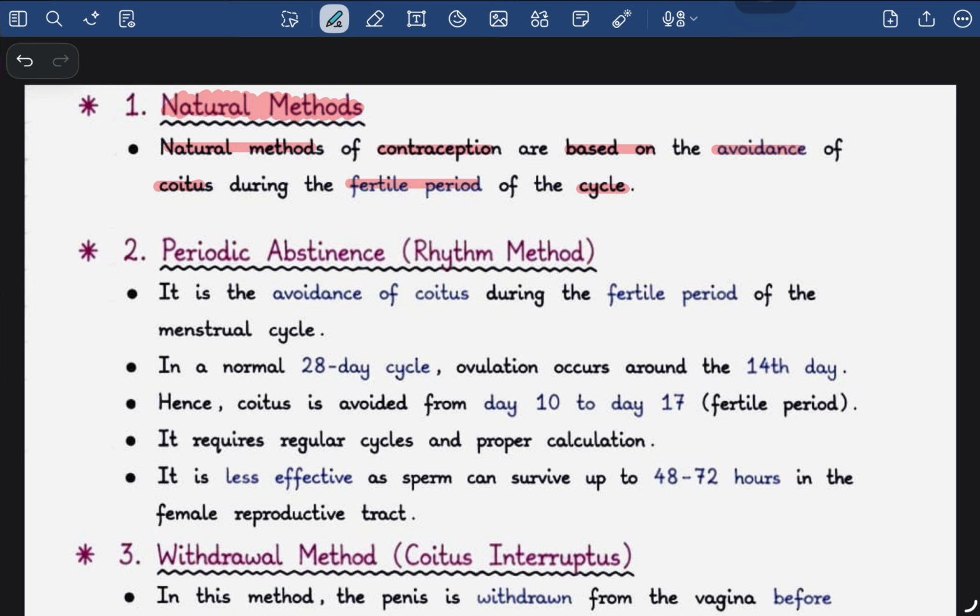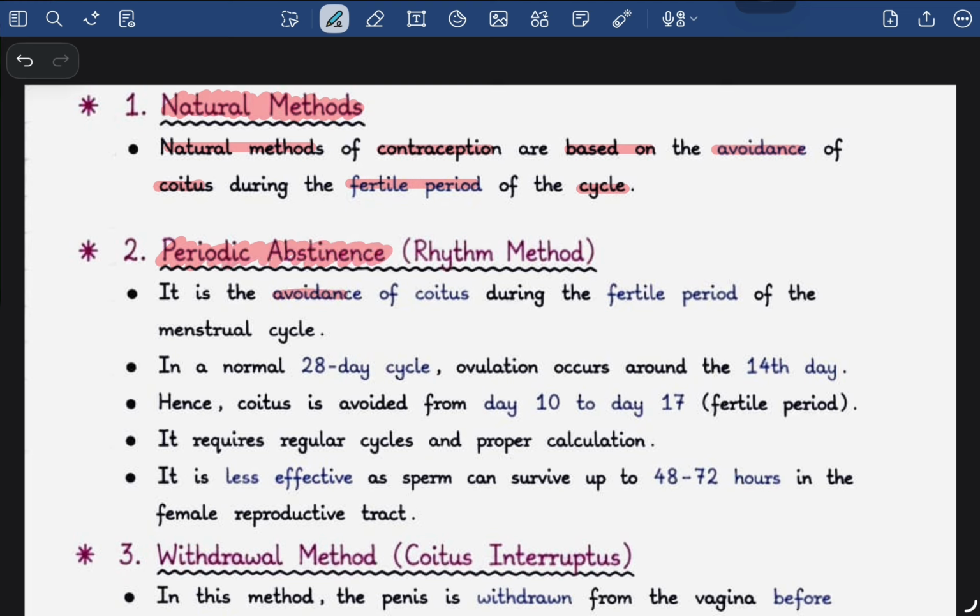You know that females have a menstrual cycle, and specifically a few days of the menstrual cycle are very important, because at that point females are very fertile as they release an ovum from the ovary. If a person can avoid sexual intercourse at this point of time, then it can lead to a natural method of contraception. So the first method falling under the category of natural methods is periodic abstinence.